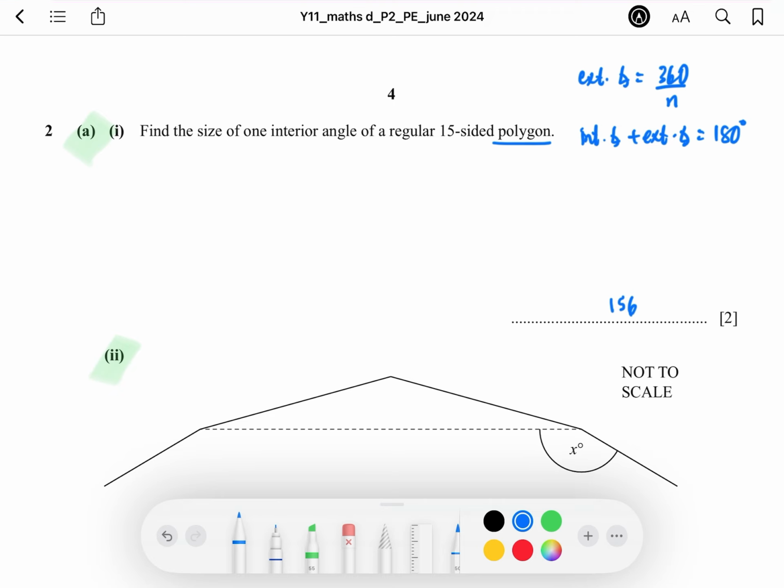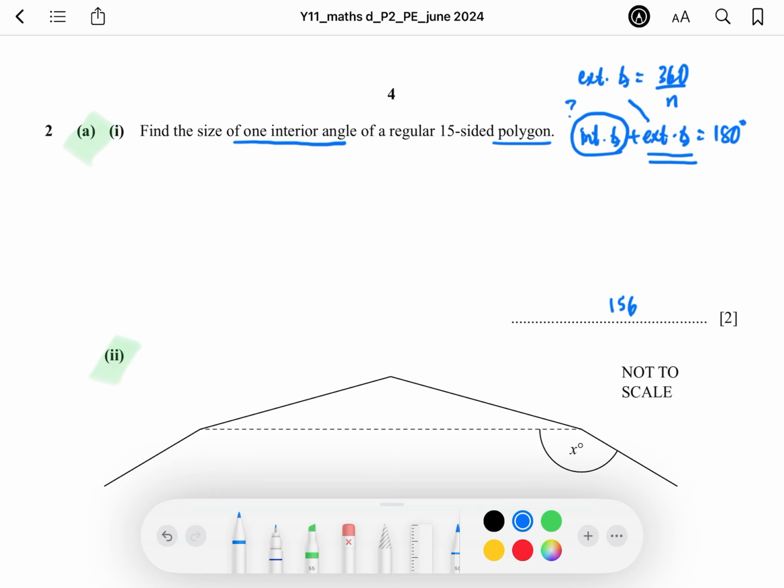Now you may see in the formula book there are other formulas. You may use that one, but these 2 are also enough. Okay, you just need to know which one to use. So the question is asking to find one interior angle. So that means that. But in order for you to find this, you need to find the exterior angle here.